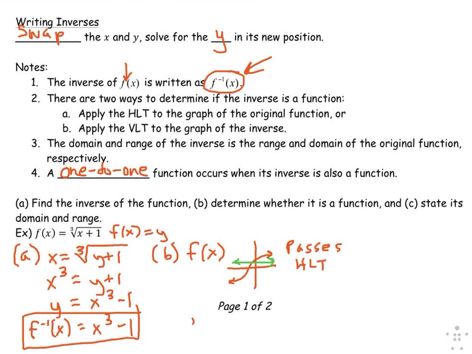The other way to decide if what you find is a function is to graph it, and here as a cube, then you can graph it and then apply the vertical line test. It passes VLT, and so these are two ways that you could determine whether it is a function. You could use one or the other.